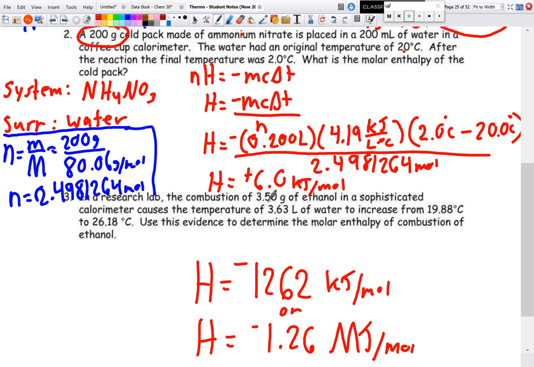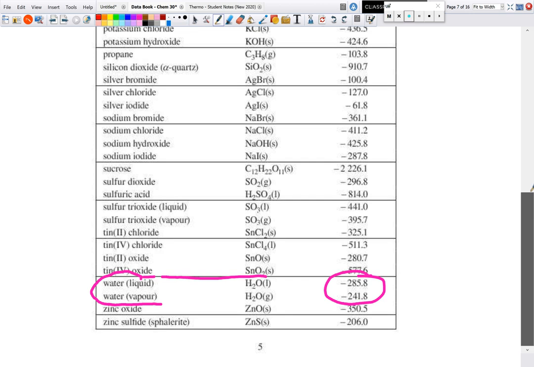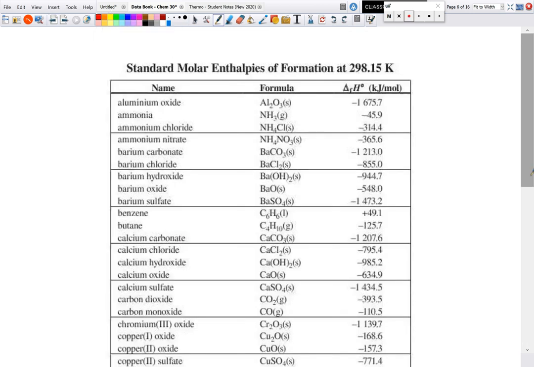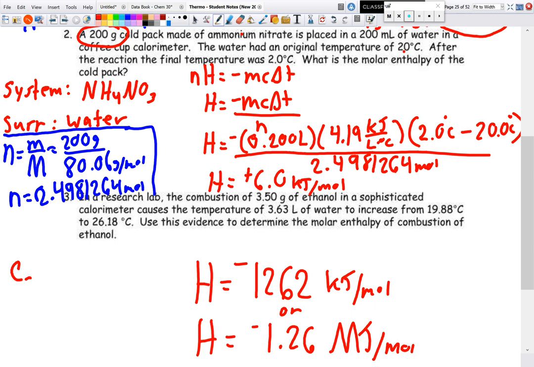In this case right here, we have ethanol. If you're wondering what the chemical formula for ethanol is, some of the ones are in your data booklet, like here. If you look up ethanol, or look in your E's, you can find the chemical formula. It's right here, C2H5OH. Do not use this value though. This is for formation reactions, which is different. So C2H5OH, ethanol.